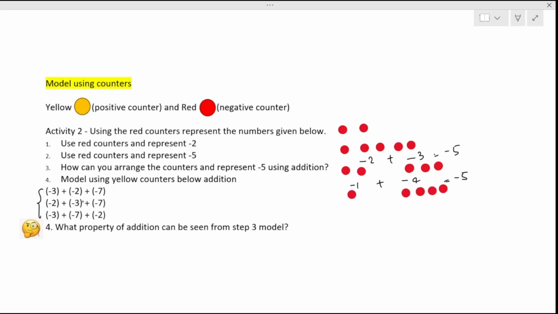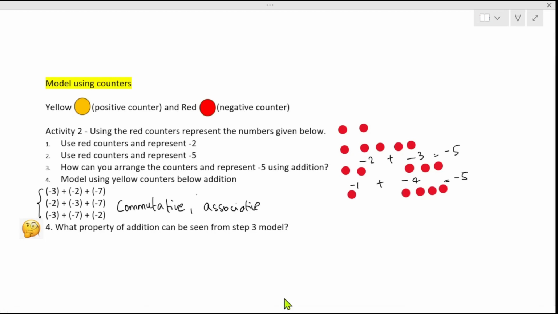Do you think addition of negative numbers also satisfies the commutative property? Yes. You can say either -2 plus -3 or -3 plus -2. Both will give the same result. So it adheres to the commutative property, and the associative property also. How? You can try it.